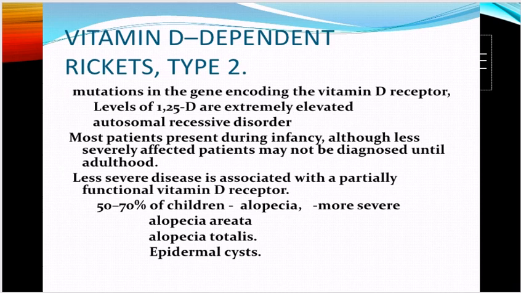Vitamin D dependent rickets type 2. In it, there is a mutation in the gene encoding the vitamin D receptors. The levels of 1,25-dihydroxycholecalciferol are extremely elevated. It is an autosomal recessive disorder, and most patients present during infancy, although less severely affected patients may not be diagnosed until adulthood. The less severe disease is associated particularly with partially functional vitamin D receptors. In 50 to 70% of patients it presents with alopecia.